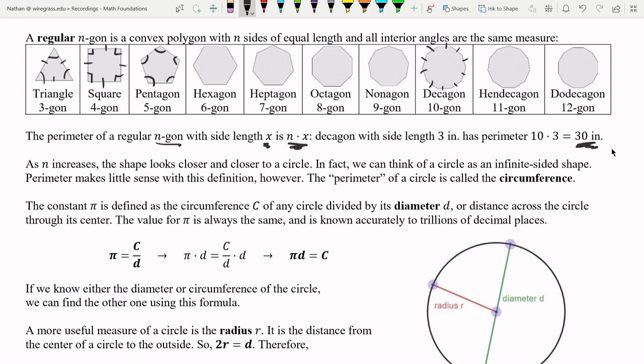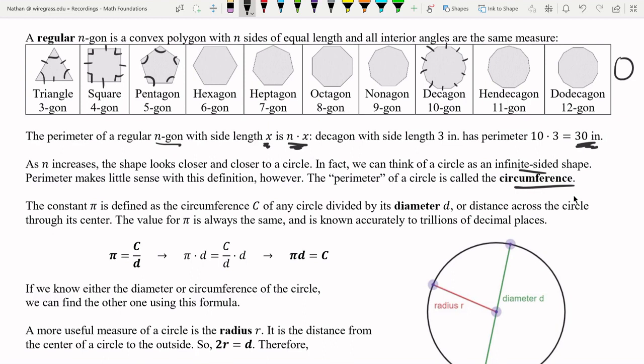Now, as you can see, as n increases, we get this shape, this shape. It's not looking very smooth, but as it increases, this is looking more and more like a circle. In fact, we can think of a circle as an infinitely sided polygon. However, if you have infinite sides, you can't just take infinity times a distance. That's going to be pretty much zero. That doesn't make any sense. So perimeter doesn't make sense for a circle. Instead, we use the word circumference because it's a different type of thing.